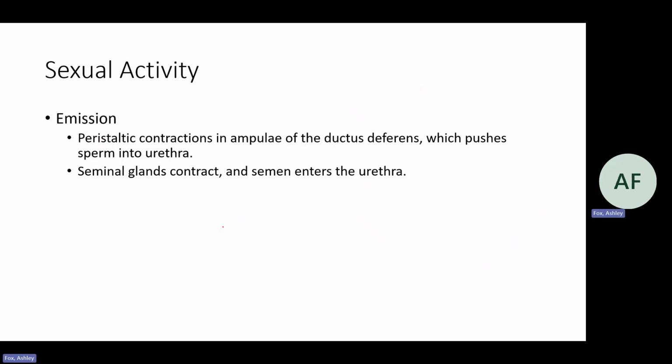Emission. So what happens is peristalsis of the smooth muscles, and this is in the ampulla. So this is where the widening happens. Again, urinary bladder, the ductus deferens comes superior and then widens at the posterior side. So we're going to have peristaltic movements through the ductus deferens, but then into the ampulla. It's going to push sperm into the urethra. Seminal glands are going to contract, add their secretions, and so then we're going to have semen entering the urethra.